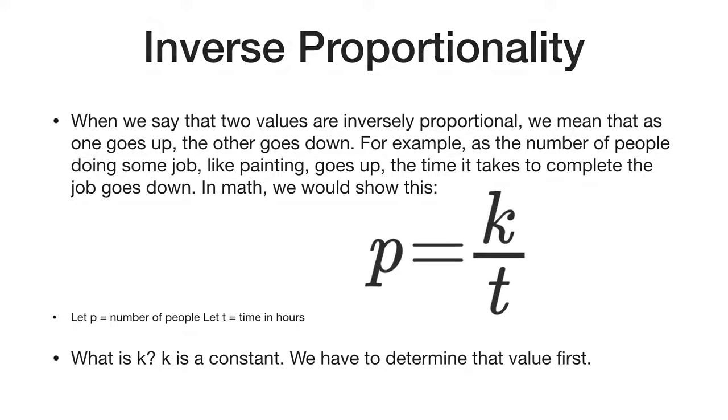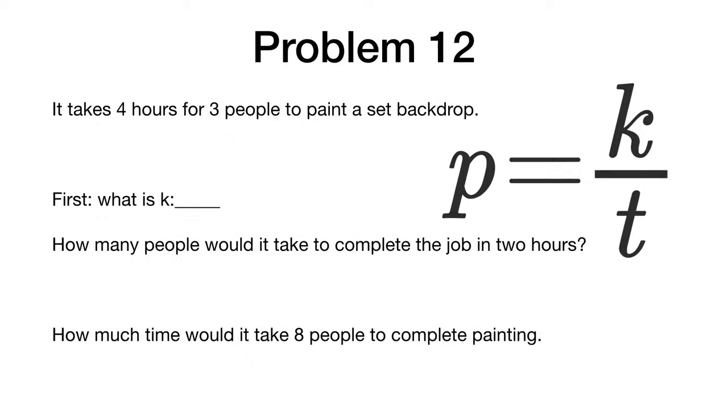Let's look at an example. So it takes 4 hours for 3 people to set up a backdrop. So the first thing we have to do is find our K value. And to do that, we plug it in. So let's see. P is number of people, so that's 3. And that's going to be K over the 4 hours it takes. So to get K by itself, we would multiply both sides by 4. Sorry, I don't cancel out that 4. I cancel out the other side. 4 times 3 is 12.